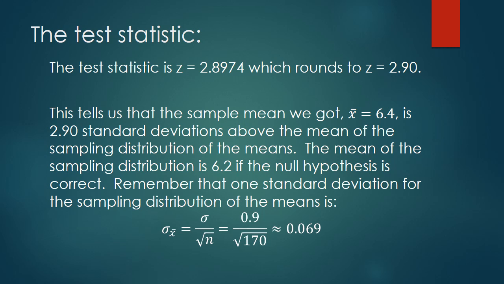We write that as 2.90. That shows we rounded to the nearest hundredth, not the nearest tenth. So again, that means that our sample mean is 2.90 standard deviations above the mean of the sampling distribution, which would be 6.2 if the null hypothesis is correct. Now that doesn't seem like it's that many standard deviations away. Hey, our population standard deviation was 0.9. Remember, central limit theorem says the sampling distribution of the means has a standard deviation that is sigma over the square root of n. We have a huge sample. That means the standard deviation for this sampling distribution is small, 0.069.